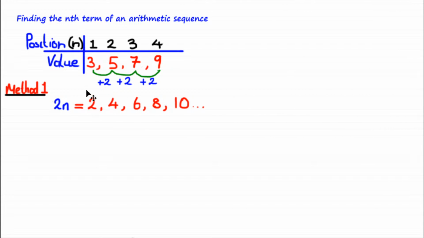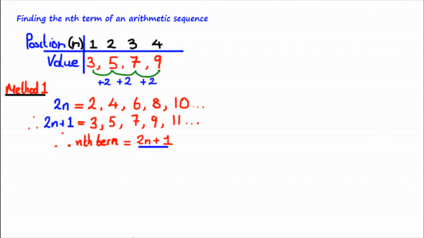I can see that by adding 1 to each term, I'm going to get exactly what I'm looking for. So 2n plus 1 is going to give me 3, then 4 plus 1 is equal to 5, 6 plus 1 is equal to 7, etc. And so therefore, the nth term of the sequence is equal to 2n plus 1. The notation that we use in general, depending on your syllabus, is u subscript n or a subscript n. That's the notation we generally use to denote the nth term.